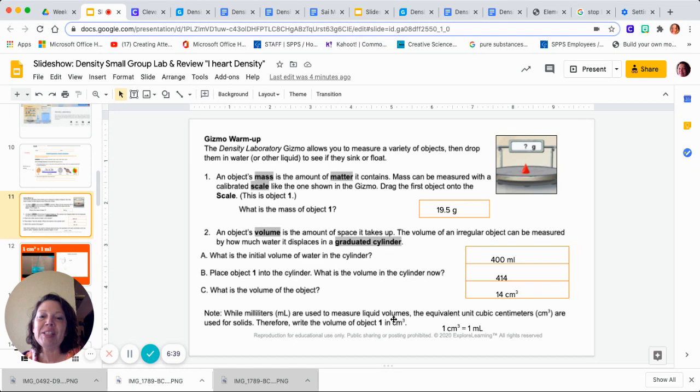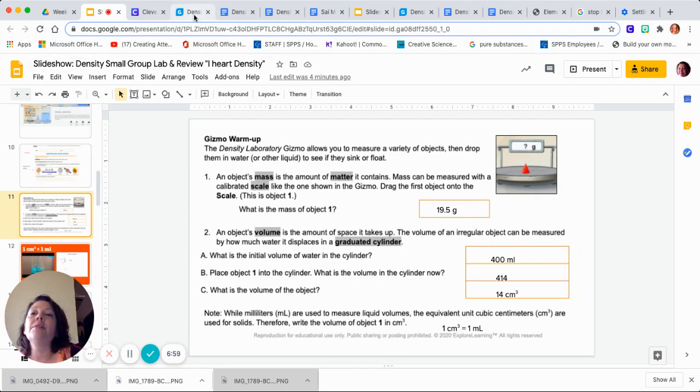Now, while milliliters are used to measure liquid volumes, the equivalent unit, centimeters cubed, is used for solids because they usually have straight sides or dimensions that we can measure. So therefore, we write the volume of this object 1, because it's a solid, as centimeters cubed.